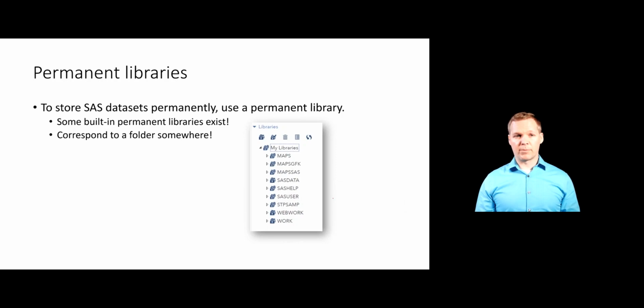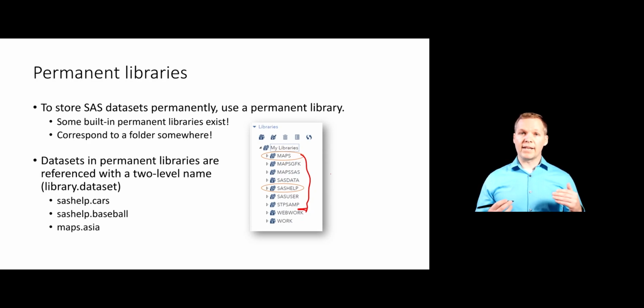So let's first talk about permanent libraries and exactly what we mean there. If we want to store SAS datasets permanently, that is, we want to keep the .sas7bdat file for later use, we need to save it into a permanent library. And there are a lot of different permanent libraries that come built into SAS. All of these, except Work, are permanent libraries that exist, and they correspond to a folder somewhere. When you're using SAS OnDemand, it's a folder in the cloud somewhere.